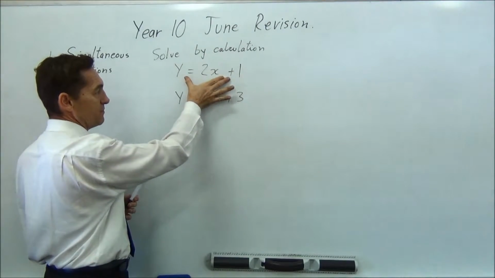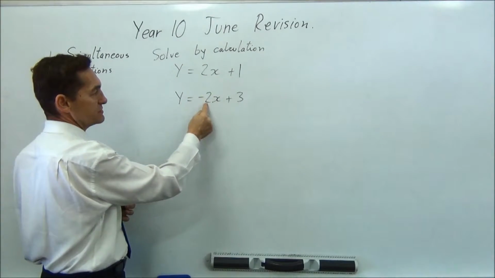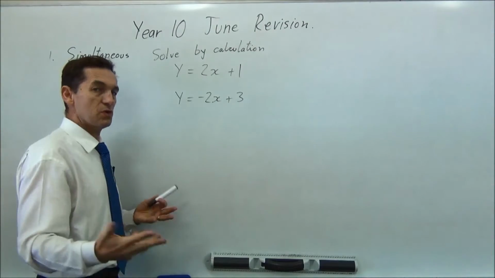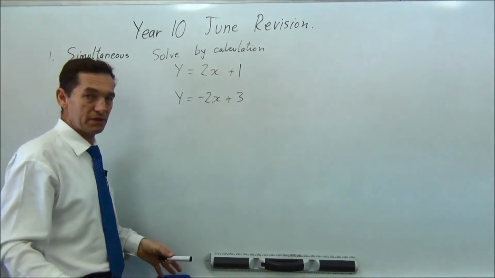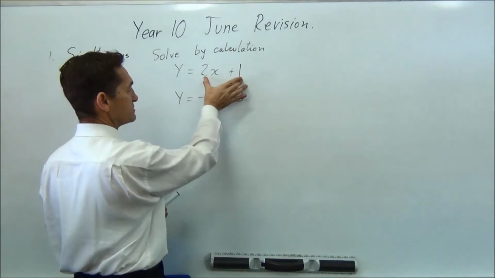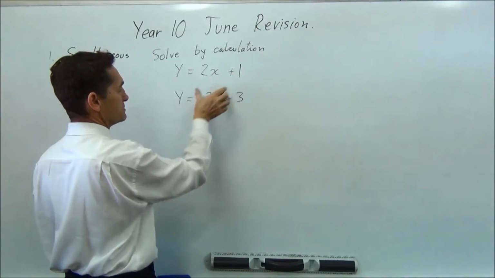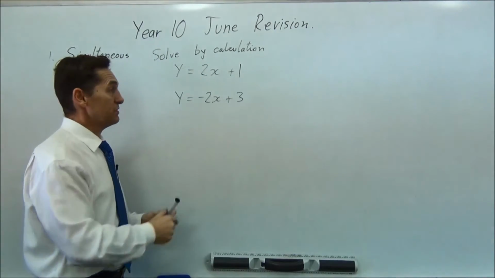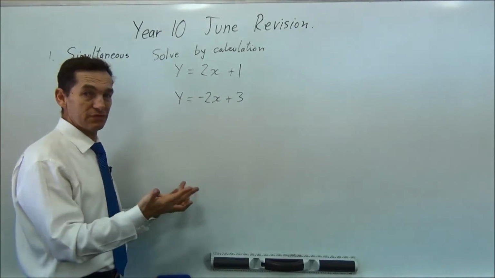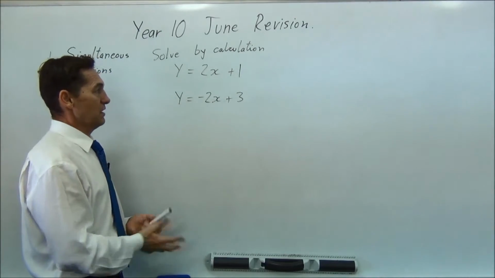So you can either add them together, because if you add these two, it'll wipe out your x's, or you could subtract them, because if you subtract these two, it'll wipe out your y's, or you could just make this equal to this, because you've got y equals this and y equals this. That will find out your x and then put it back in to find your y. So either of those three ways will solve it.